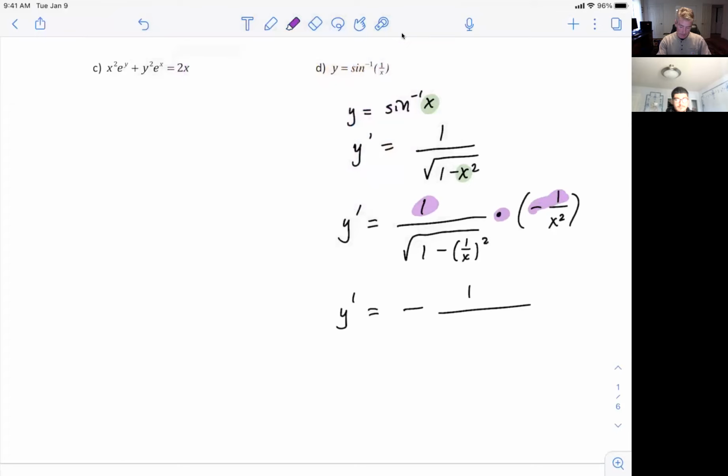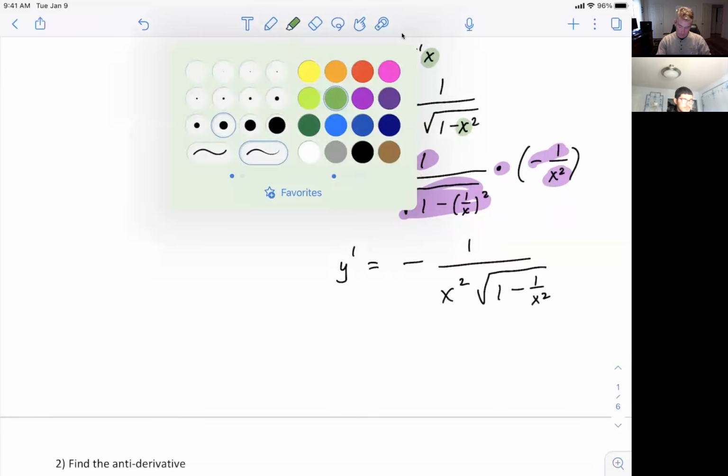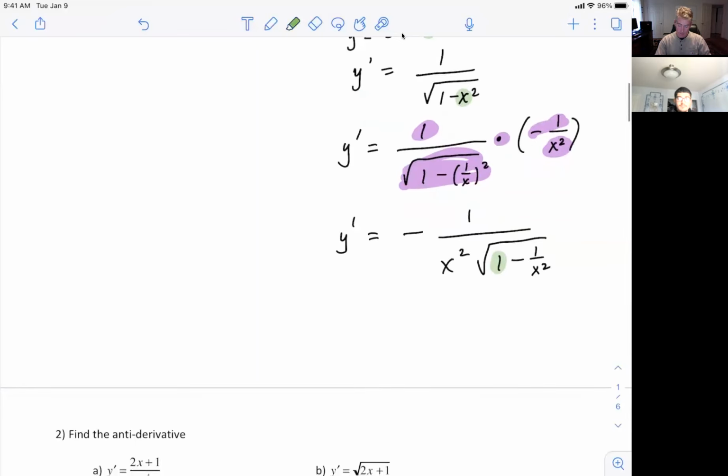And then on the bottom, it has this x squared, and then also it has this square root. So I'll just put the x squared in front. And then for the square root, inside the square root is going to be 1 minus 1 over x squared. And then that is still a compound fraction, so I get to continue with the algebra. So first, I'm going to take this 1 and rewrite it as x squared over x squared. So 1 is the same as x squared over x squared. And then that means that inside the radical, there's one fraction that has x squared minus 1 all over the common denominator x squared.